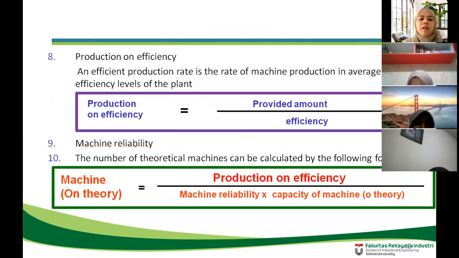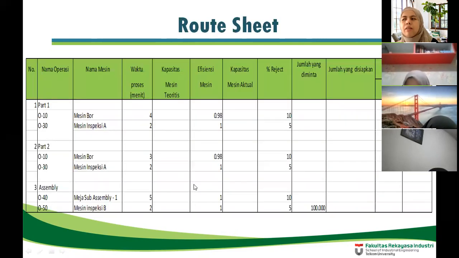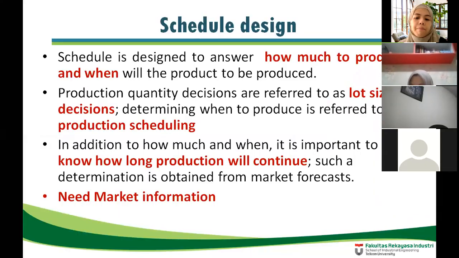fraction. And then we have production efficiency, as you see on your screen. Maybe you can exercise this in your lab because it will help you understand the routing sheet and also other tools. And then we move to schedule design.